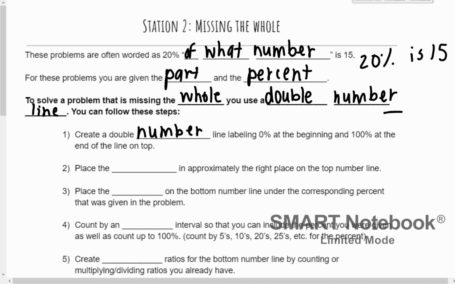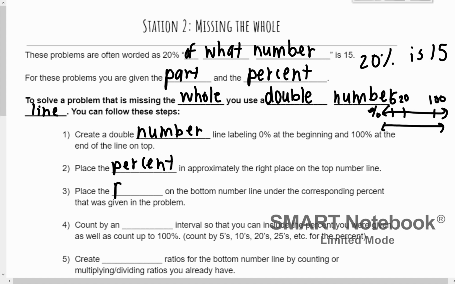So we're going to have two number lines. I always like to put percent on the top. So we're labeling the beginning 0, the end 100. All right, we are going to place the percent that we are given in approximately the right place in the top number line. So if we're given 20% from 0 to 100, I would say 20% is approximately right here, on the percent number line.